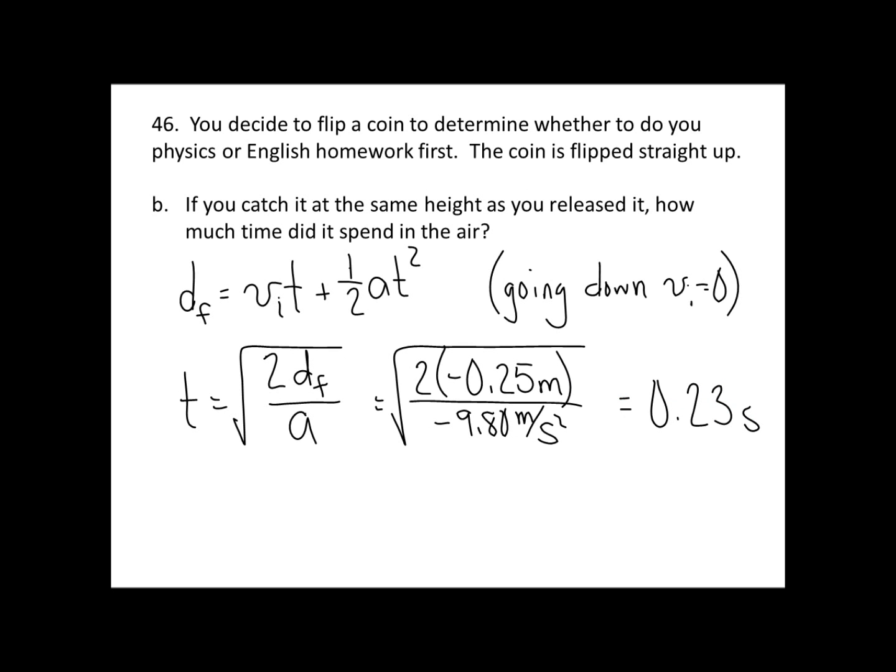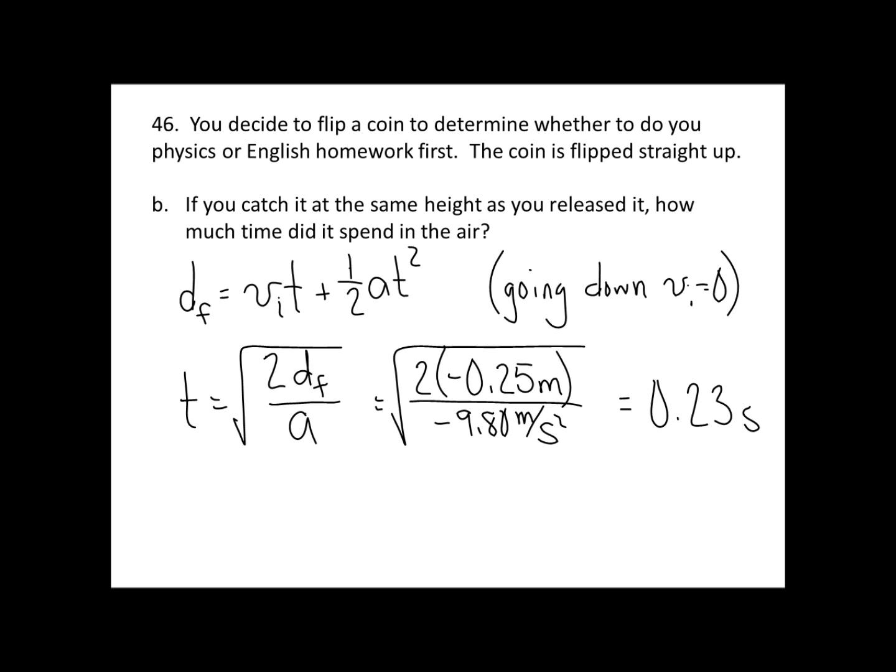Number 46 B says if you catch it at the same height as you released it, how much time did it spend in the air? Now, I'm going to do something a little bit novel here. I am going to find the time that it takes for the coin to fall back down. Now you might be asking, why would you do that? Well, if I start at the top of the coin's motion and go down from there, VI is 0. I know that my acceleration is negative 9.80, and I know that since the coin went up 0.25 meters, it's got to come back down 0.25 meters.